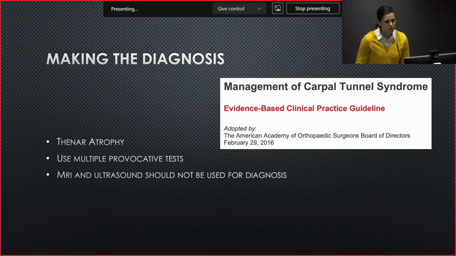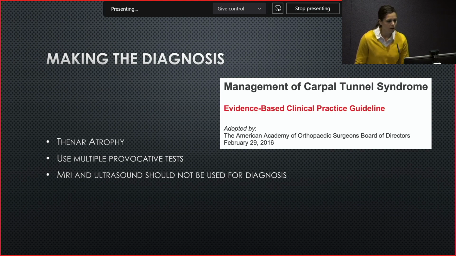In terms of making the diagnosis, there are a few other important things to touch on. So these clinical practice guidelines evaluate the evidence for certain things. In terms of confirming the diagnosis of carpal tunnel syndrome, there is strong evidence that thenar atrophy is strongly associated with carpal tunnel syndrome, but lack of thenar atrophy does not rule it out. There's also strong evidence supporting the use of multiple provocative tests instead of just relying on one, as we reviewed their low sensitivity.